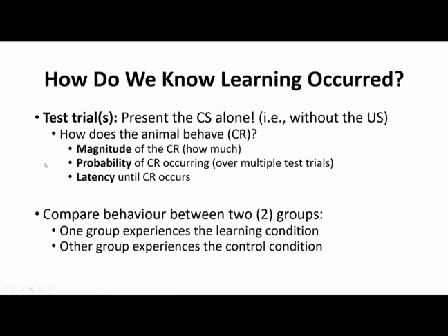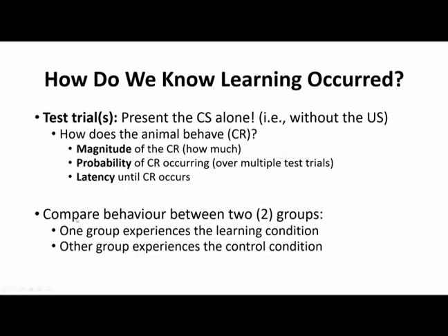And so when we do these test trials, we can look at the magnitude of the CR. How much of the responding are they doing? We could look at probability of that CR occurring. So if we do multiple test trials, how many trials do we see that behavior? So 50%, 100%, what's our probability? Or we might see latency until that conditioned response occurs. How long does it take for the lizard to approach a toad? All of these are possible, and we've seen examples of all of these up to this point.